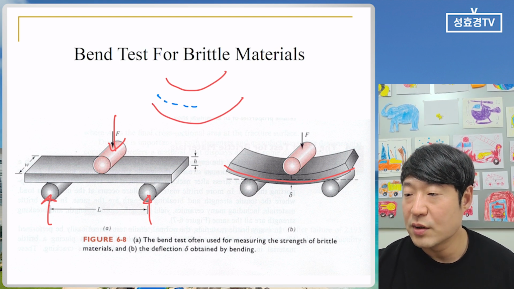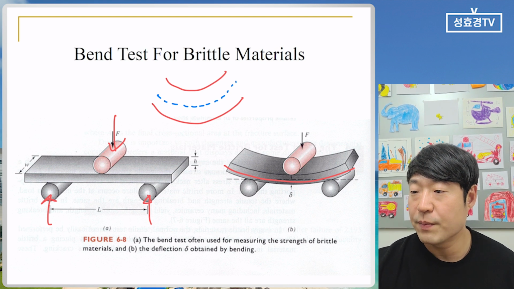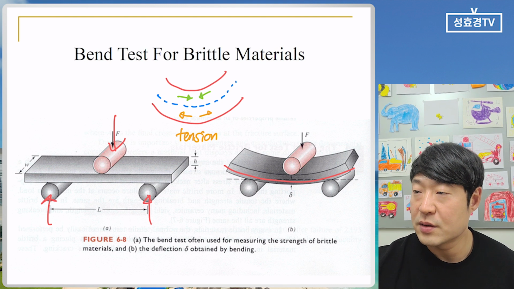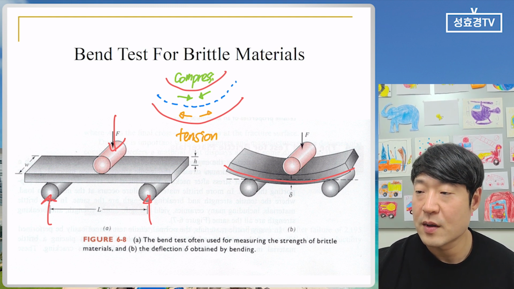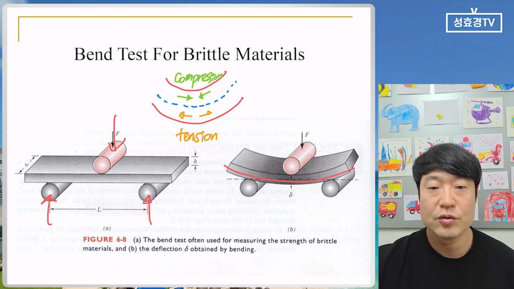Maybe I can draw a line at the neutral line. The upper part is compressed, and the lower part is in tension. So here is the tension, here is the compression. In this manner, there is a neutral area.